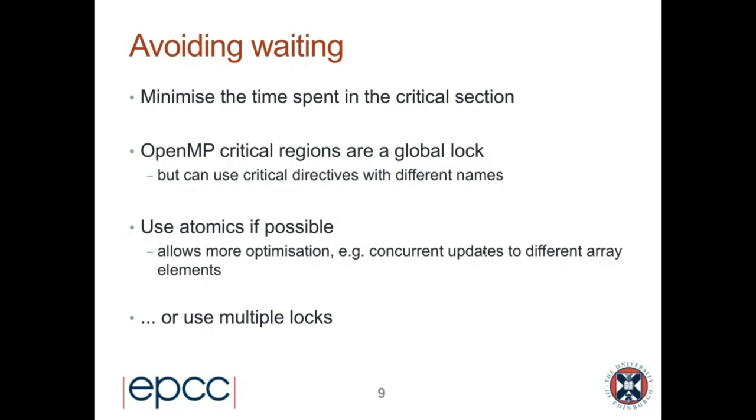Otherwise, you should always use atomics if possible, because that's more efficient and allows more optimization. It allows, for example, as we talked about, concurrent updates to different array elements to happen. Or if you're really stuck, if atomics aren't applicable because you're not working with basic types, or you have some more complicated update pattern, you can use locks. But then, instead of using a single global lock, you may be able to use multiple locks to protect multiple different data structures independently.